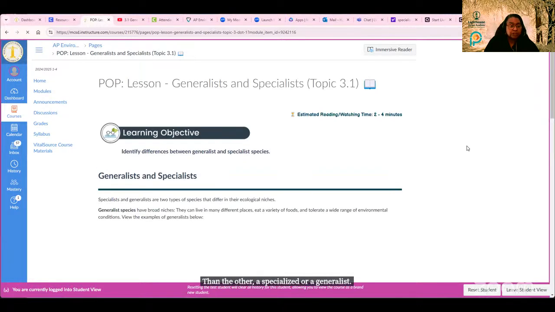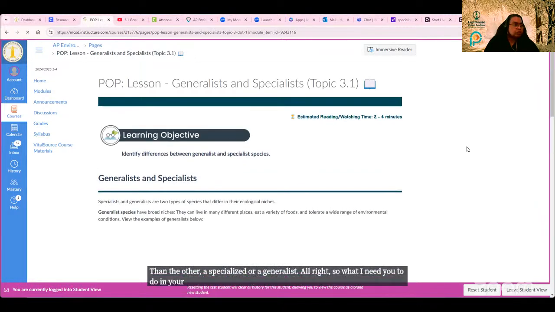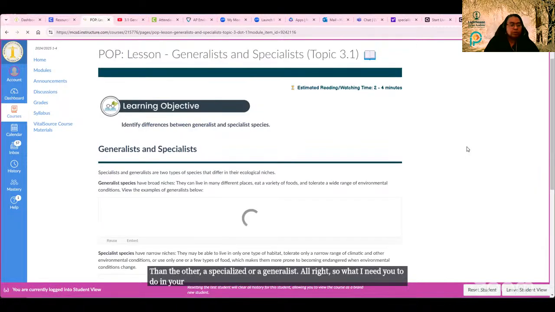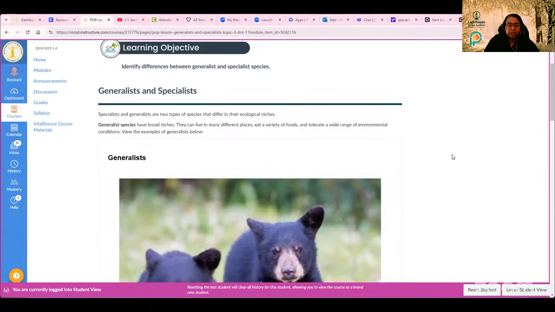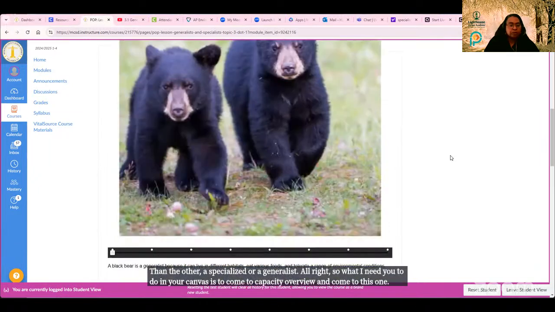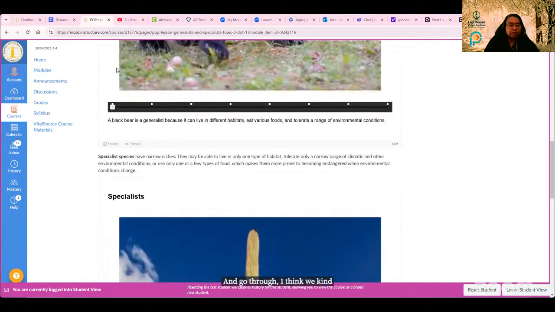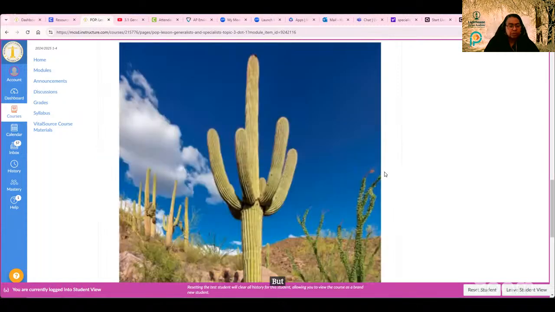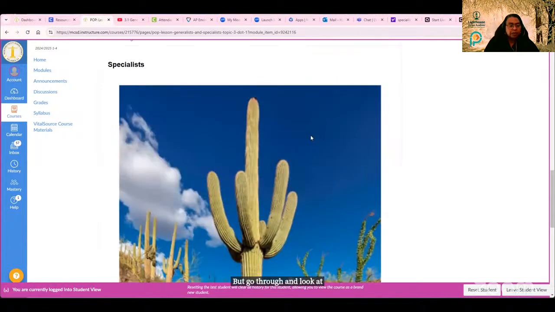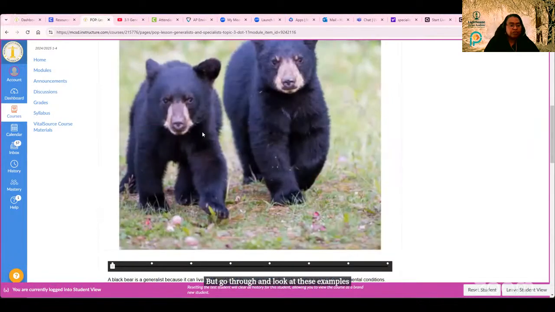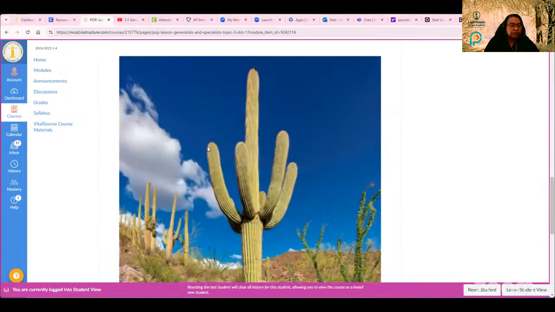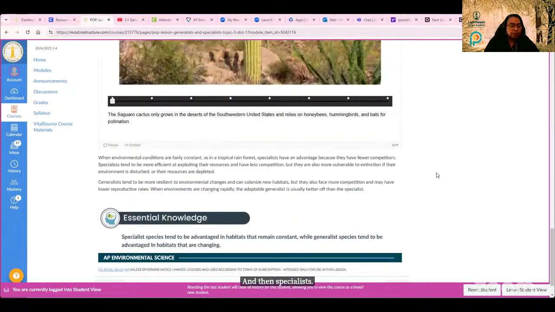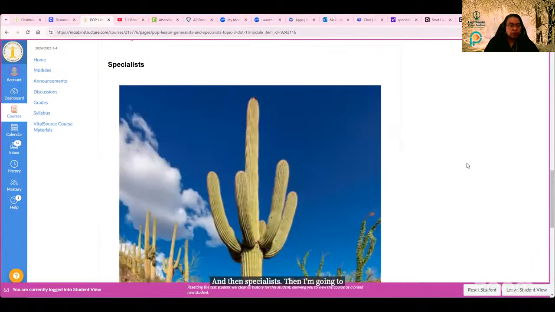All right, so what I need you to do in your Canvas is to come past the overview and come to this one and go through. I think I remember going through an example similar to this, but go through and look at these examples of generalists first and then specialists. Then we'll have a little quiz for you.